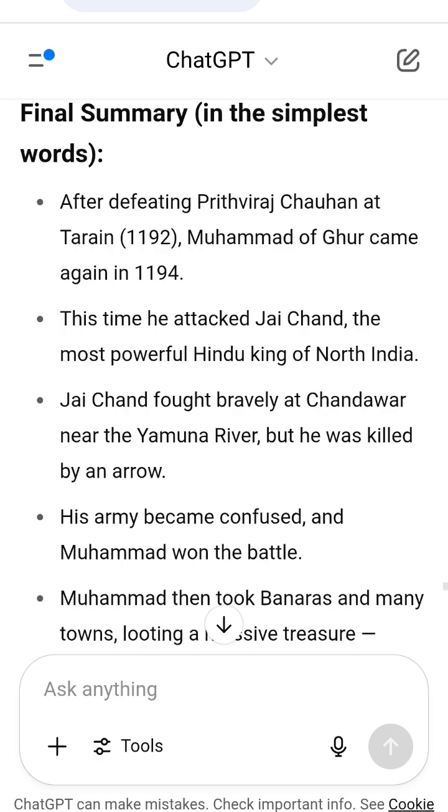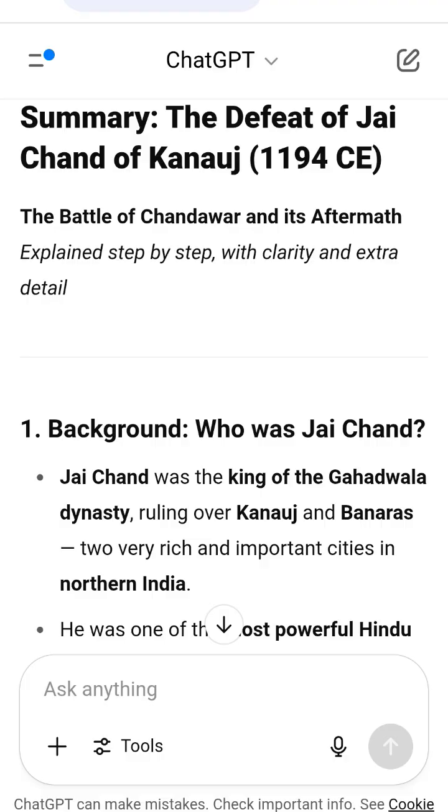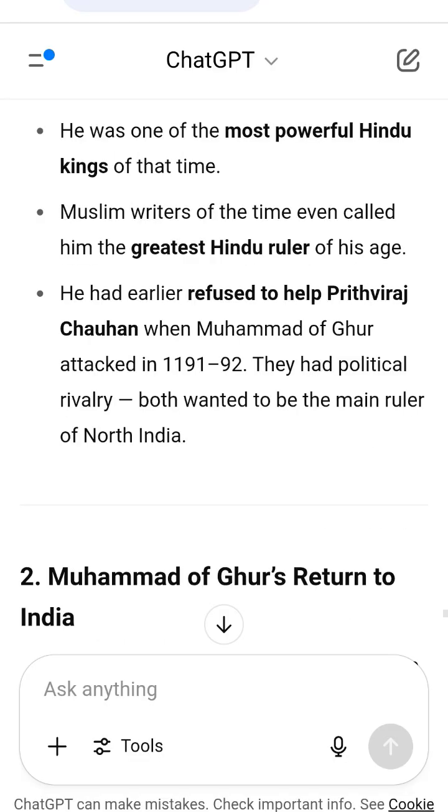What matters? Importance. 1. End of Gahadwala power. Jai Chand's death marked the fall of one of the last great Hindu dynasties of northern India. 2. Rise of Turkish rule. This victory allowed Muhammad of Ghur to add more land to his growing empire. 3. Door open for Delhi Sultanate.